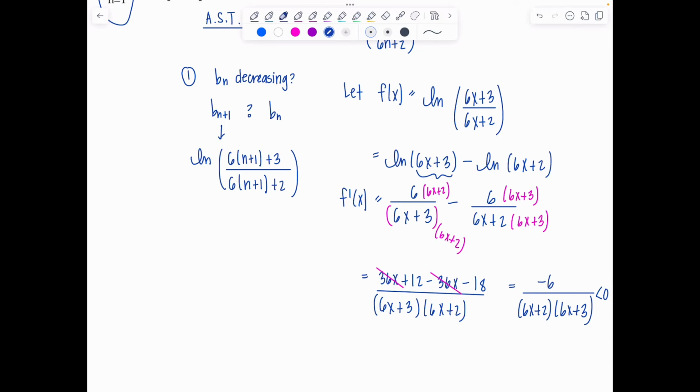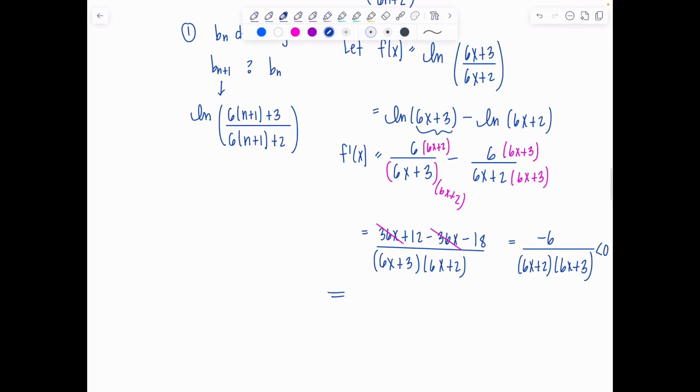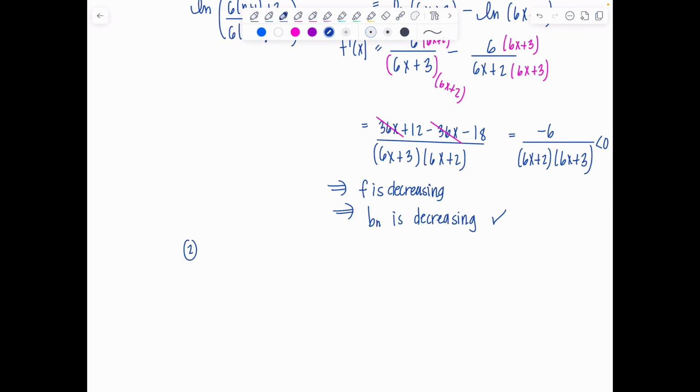Okay, so since f prime is negative, that means f is decreasing, which means b sub n is decreasing. Woohoo! Hopefully the next condition's easier to check. What's the next condition? I need to check what's the limit as n approaches infinity of b sub n. So what's the limit as n approaches infinity of ln of (6n plus 3) over (6n plus 2)?